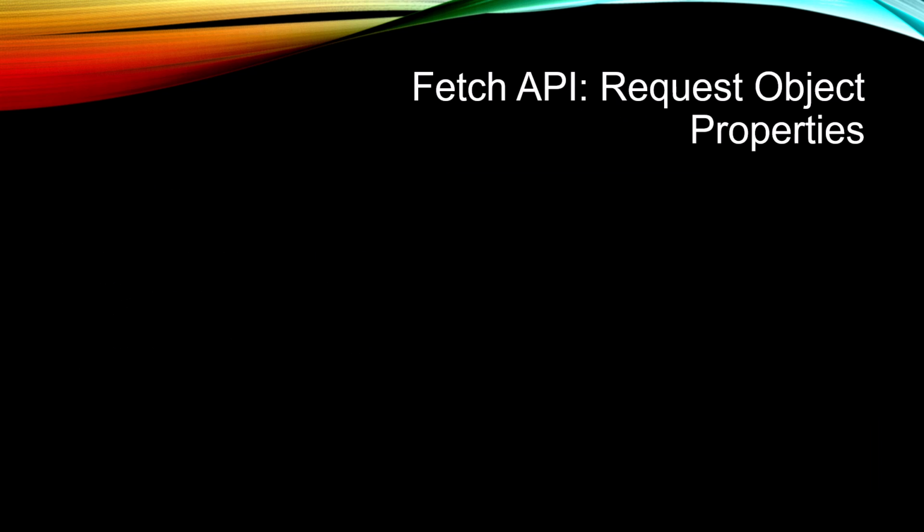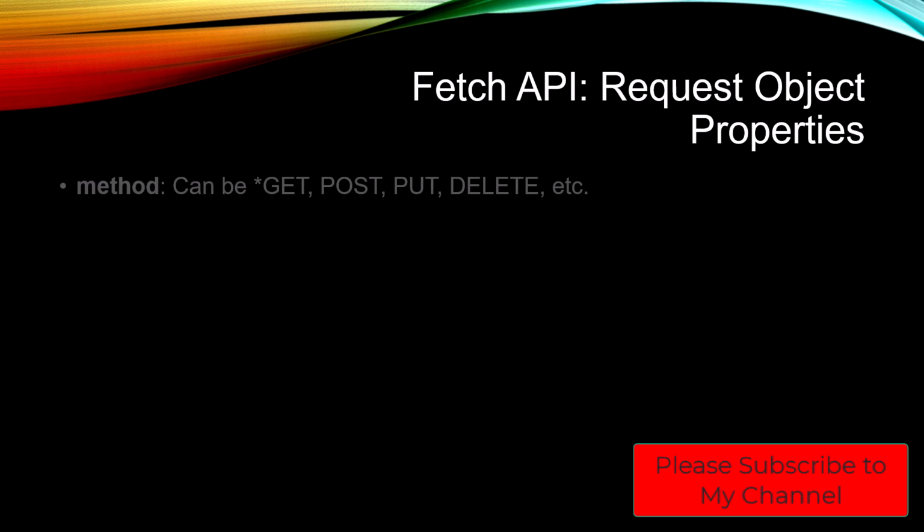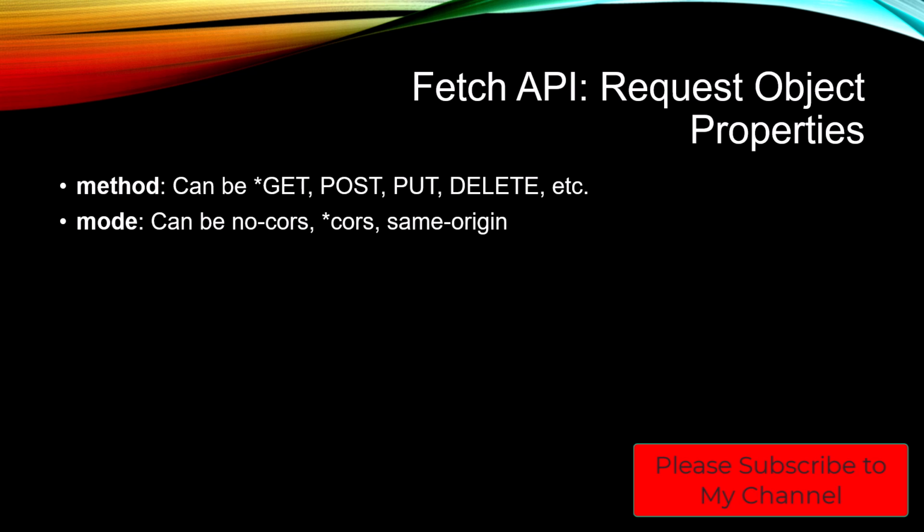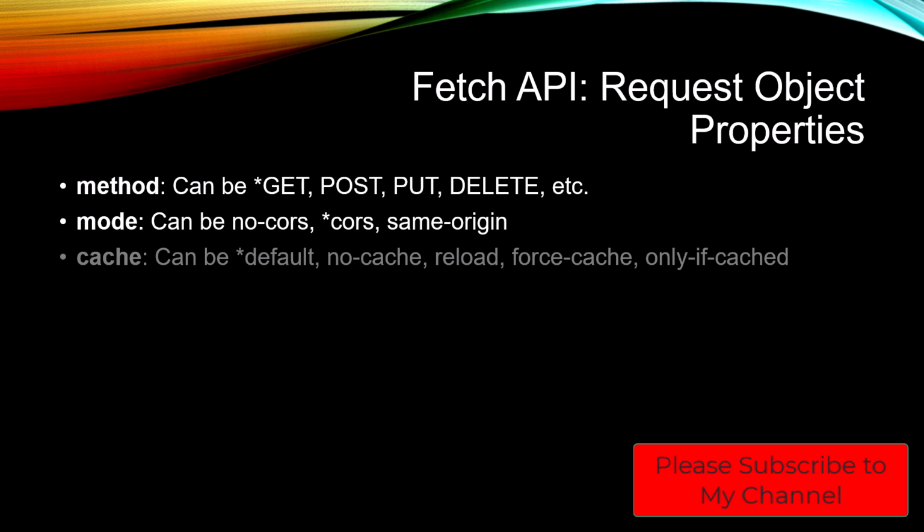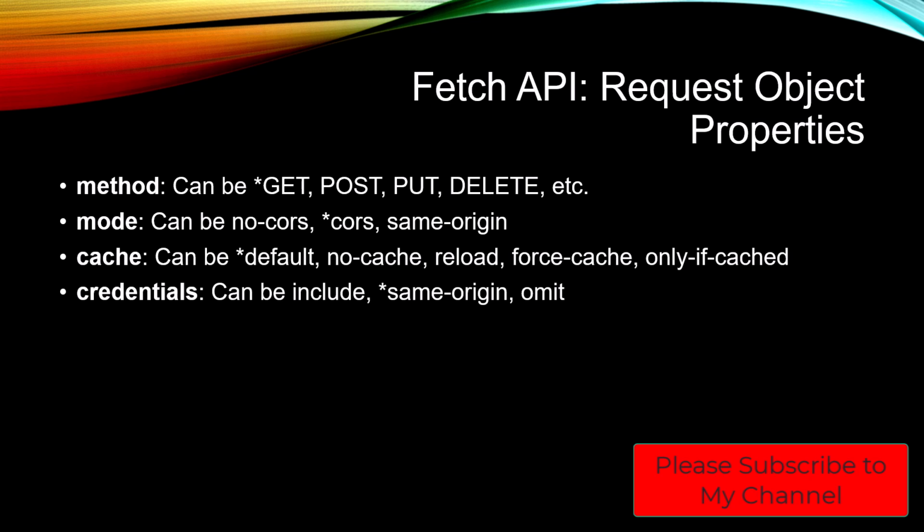Let's take a look at the request object and the various properties that we have. We saw methods that can be get, post, put, or delete, and I've put a little asterisk by the ones that are the default. We have a mode, which can be no-cors, cors, same-origin. It can be cache, where it can be default, no-cache, reload, force-cache, only-if-cached. We have credentials, which can be same-origin or omit.